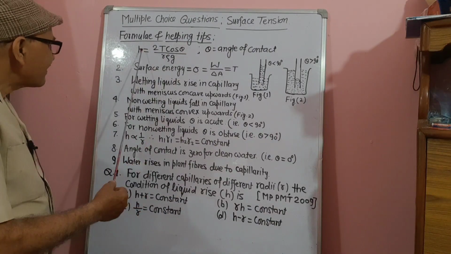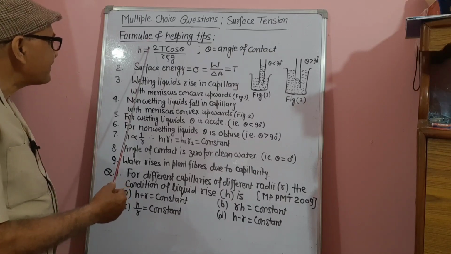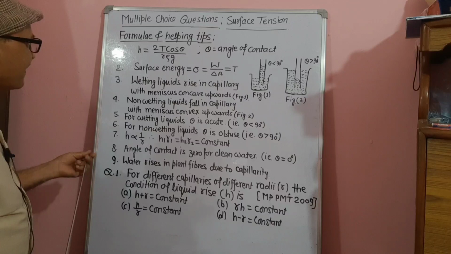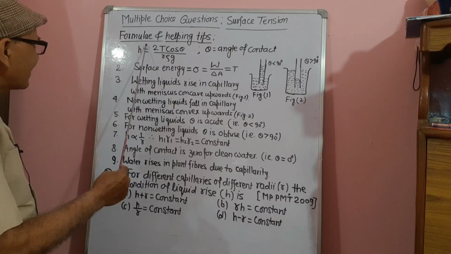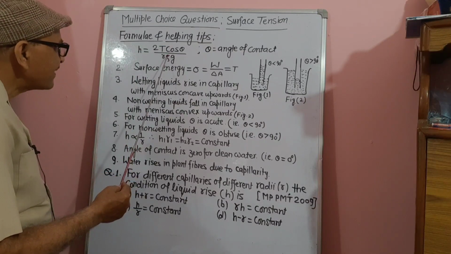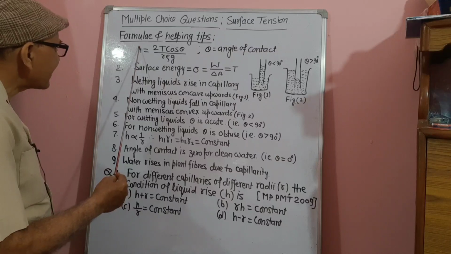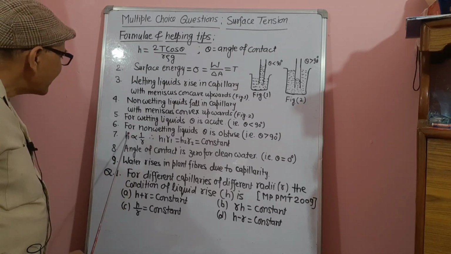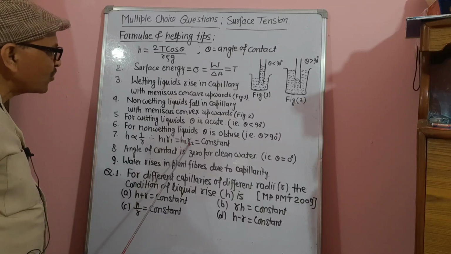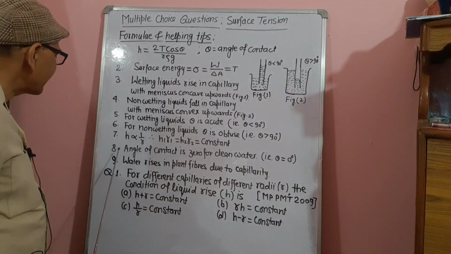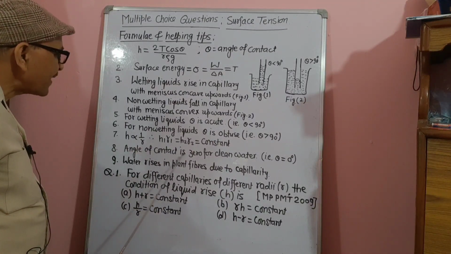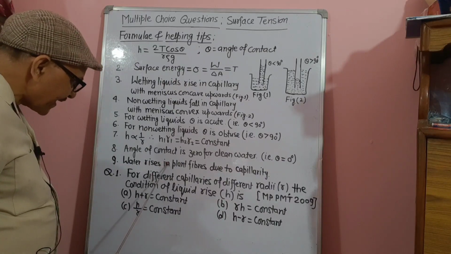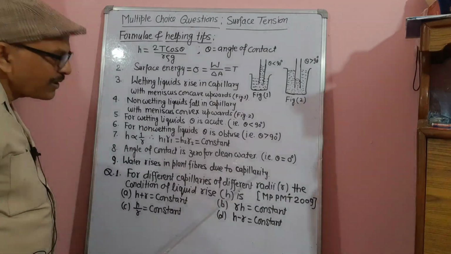From this relation, for capillaries of different radius, from equation 1, for a given liquid, T, theta and density rho are constants, therefore h is inversely proportional to r. So h1 r1 is equal to h2 r2 is equal to constant. Next, angle of contact is 0 for clean water. Next, water rises in plant fibers due to capillarity.